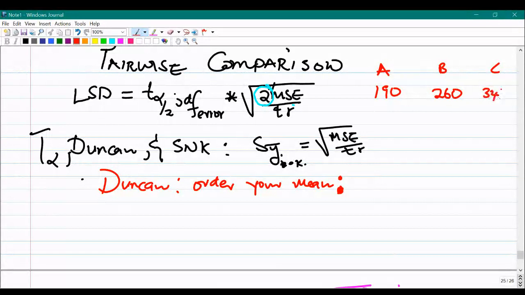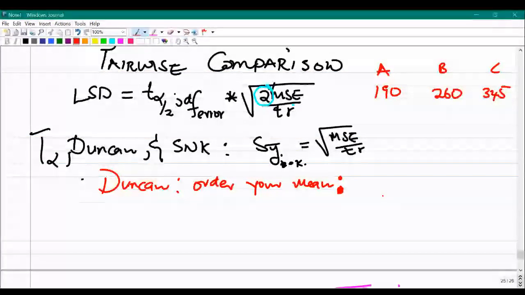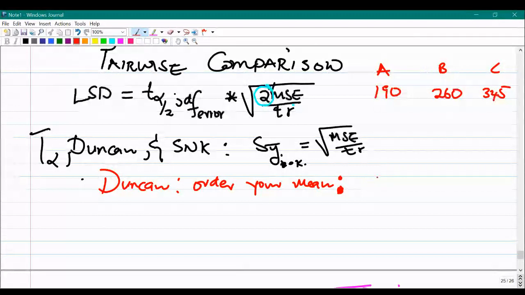Guys, give me the means now. You're saying these are the totals. The minimum mean will be mean A, so the order remains the same, right? What is your mean, and how did you calculate it? The first mean is 63.3.